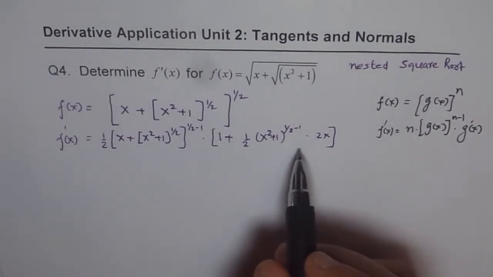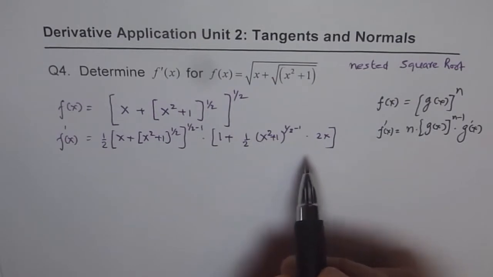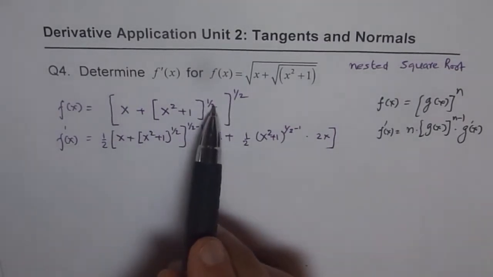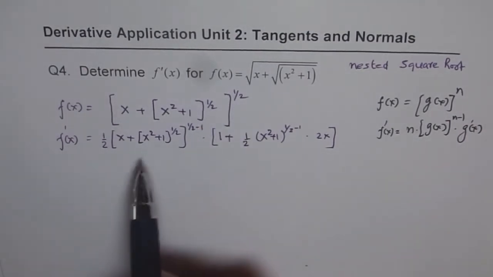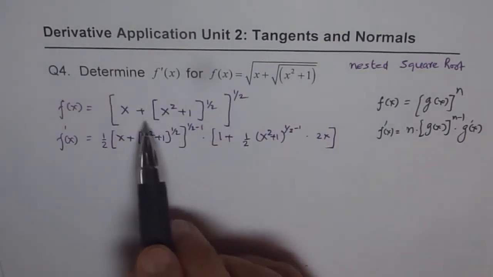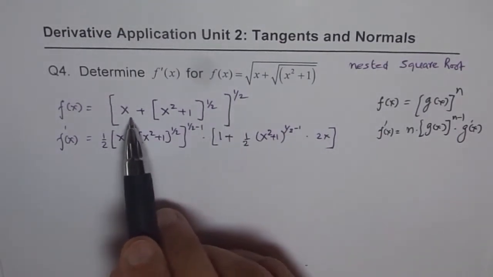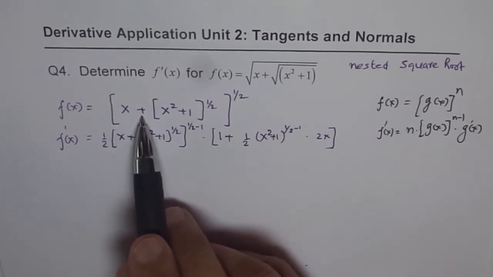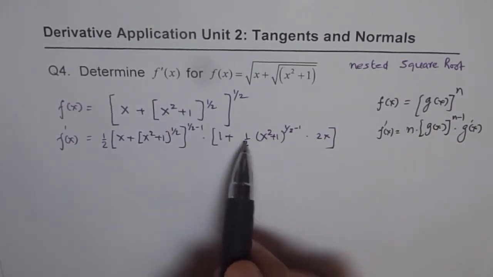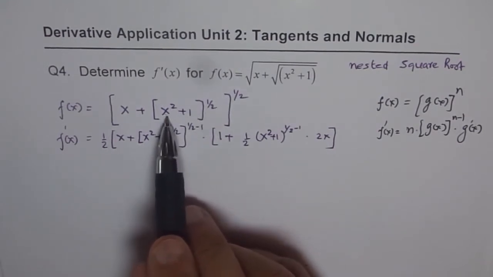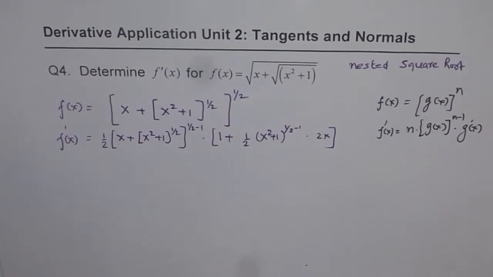So we have inside functions here with nested square roots. That is an important question, and that's why I've taken it here. So look at it once again. Half times whatever we have to the power of half minus 1, which is minus half, correct? Times the derivative of the inside function. Think that now we don't have this, and we are doing only this part. So the derivative of this is 1 plus the derivative of this function, which is half times this function to the power of half minus 1, times again the derivative of the inside function, which is 2x. Now I hope you get it, right?